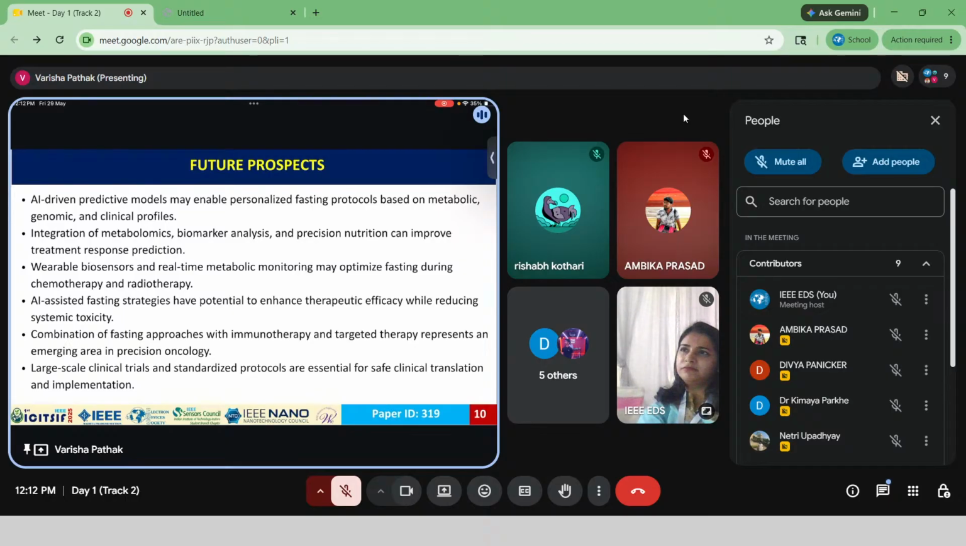In the future, AI driven predictive models may enable highly personalized fasting protocols based on metabolic, genomic, and clinical profiles. Integration of metabolic biomarker analysis, wearable biosensors, and real time monitoring could optimize fasting during chemotherapy and radiotherapy, and combination of fasting with immunotherapy and targeted therapy represents an exciting emerging direction in precision oncology.